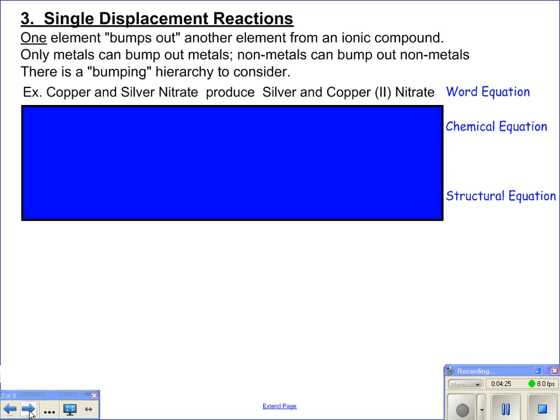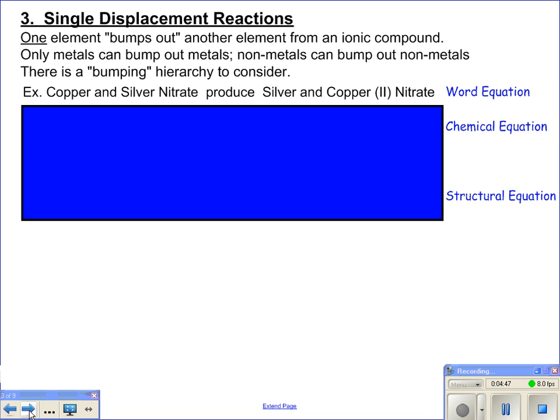So in single displacement reactions, one element can bump out another element from an ionic compound, but they must be the same type. Only metals can bump out metal cations, non-metals can bump out non-metal anions, and there is a bumping hierarchy to consider that we'll get into in a little bit. But for now, let's look at an example and go from words to chemical equation to structural equation to see what this might look like.